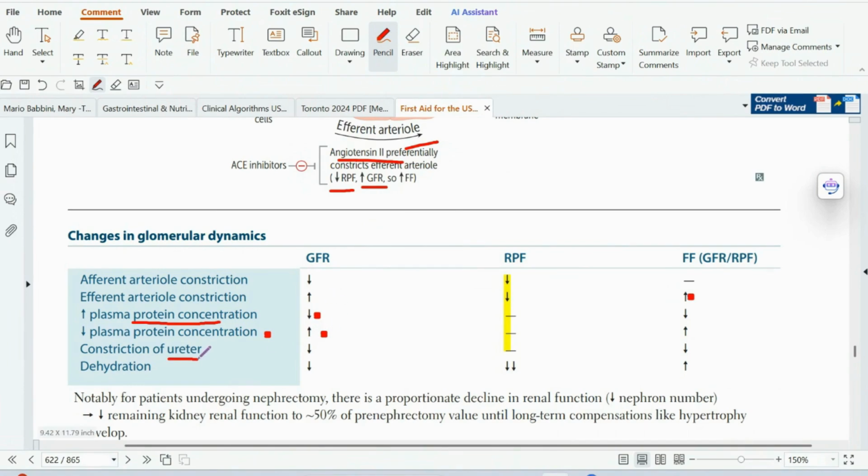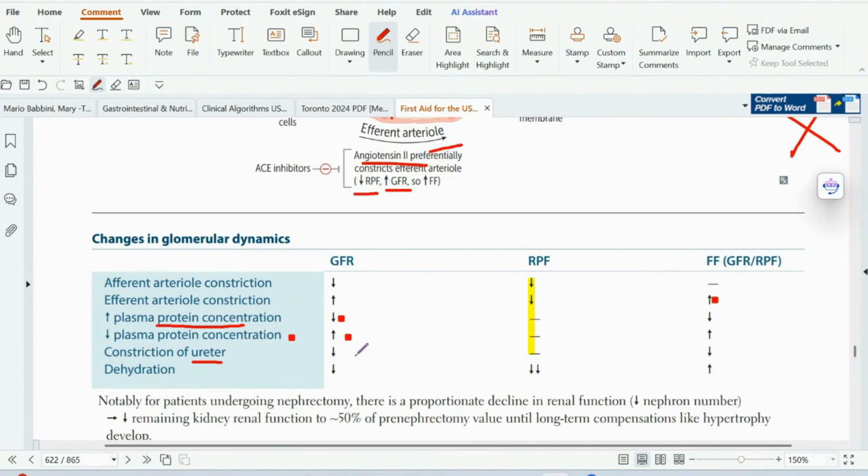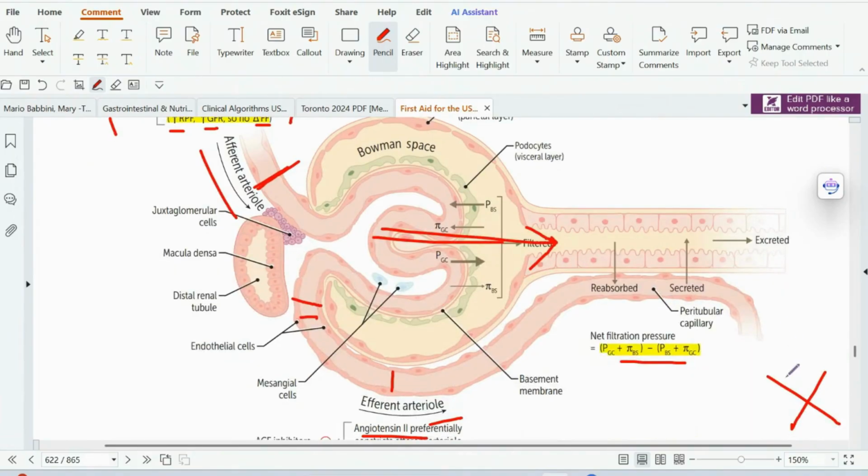If you constrict the ureter, the ureter is downstream, so it's somewhere over here. You constricted this. Now, what's going to happen to the GFR? Eventually, all of the urine will exert a force back here. So what did you just increase? You increased the hydrostatic pressure of this space right here, the PBS. That's what you just increased.